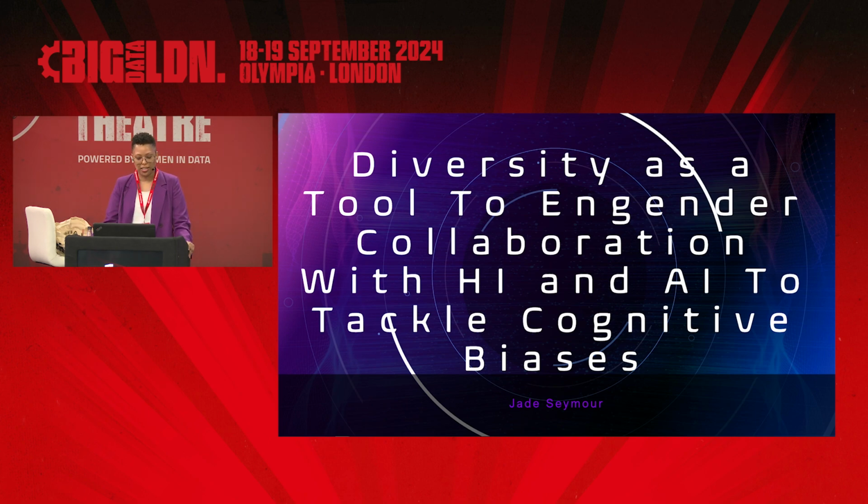Today, we're going to be talking about using diversity as a tool to engender collaboration between HI and AI to tackle cognitive biases. Can you all hear me okay? Great. I know it's a mouthful, but let me simplify it. I will be looking at why collaboration between HI, or human intelligence, and AI is important, what cognitive biases are, and why we should look at some non-traditional means of recruiting a diverse group of data professionals.